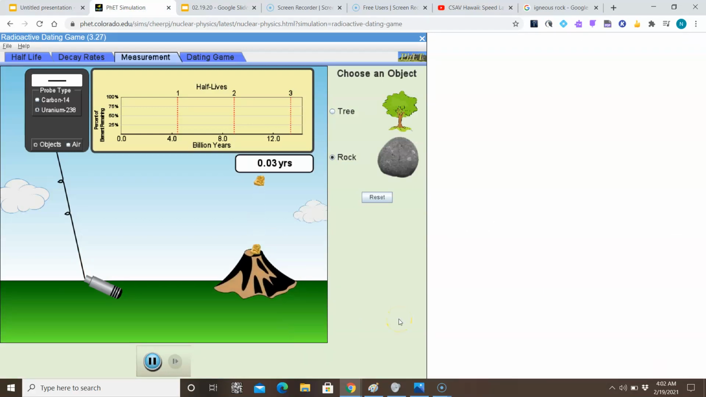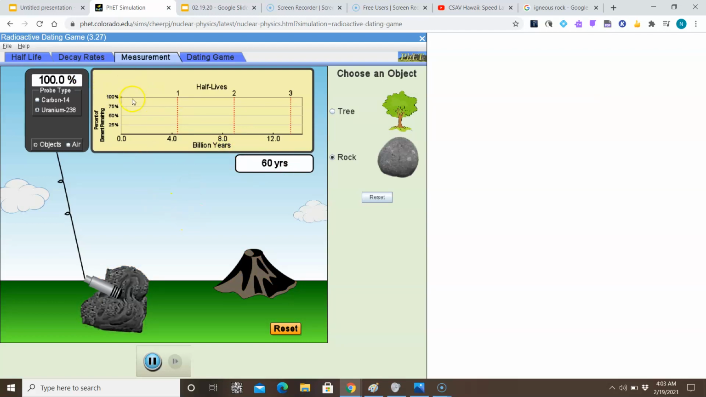Oh, something's happening. Here we go. Rocks flying out all over the place. Boom. Okay. So take a look. The rock is really hot right now. Look at the percent of uranium-238. The rock is cooling. Okay. Took 0.25 years for it to cool down.